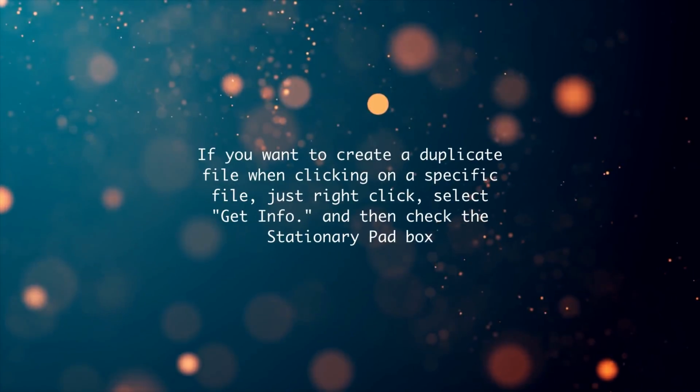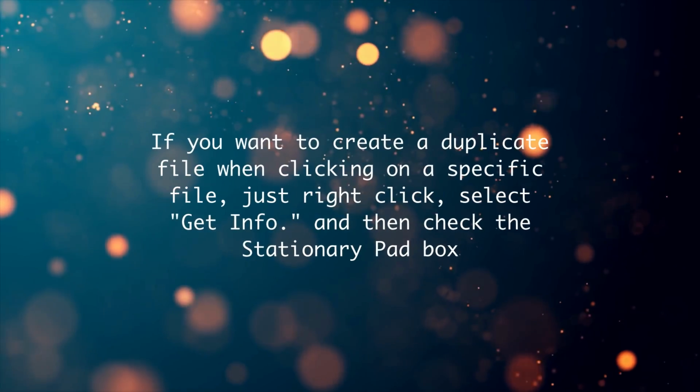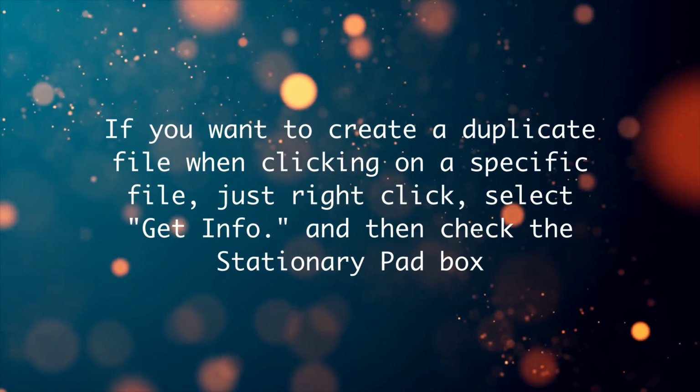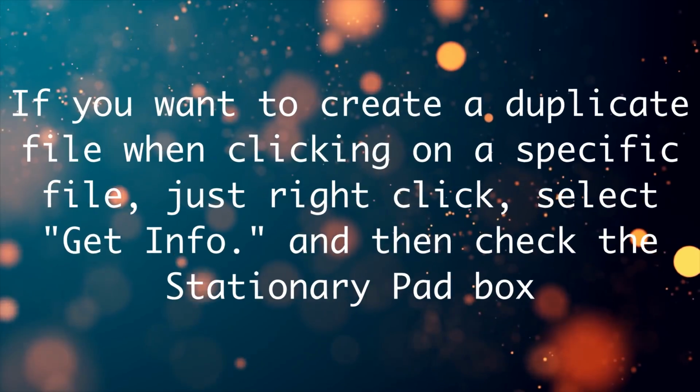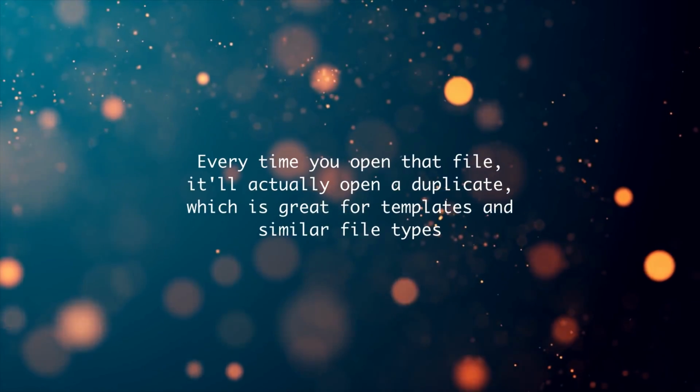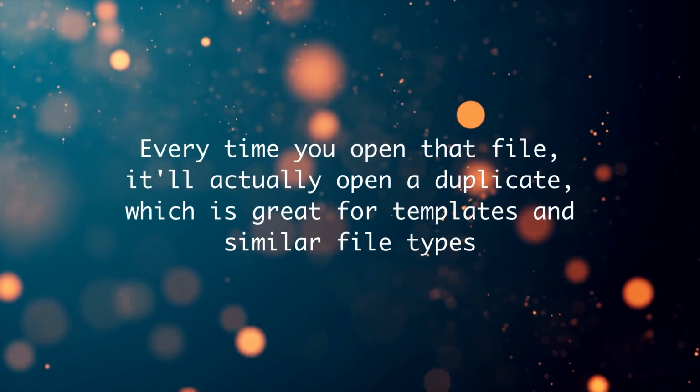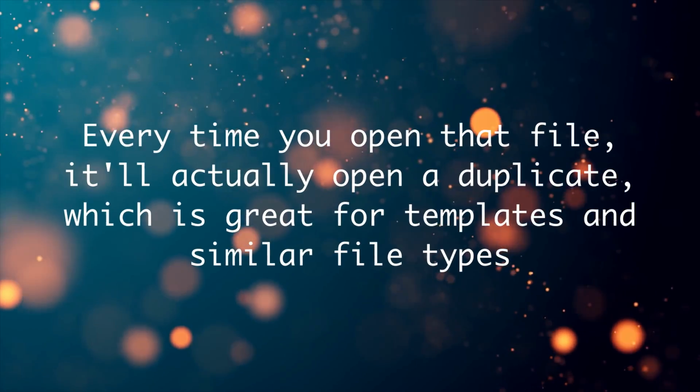Create an auto-duplicating file. If you want to create a duplicate file when clicking on a specific file, just right-click, select Get Info, and then check the stationery pad box. Every time you open that file, it'll actually open a duplicate, which is great for templates and similar file types.